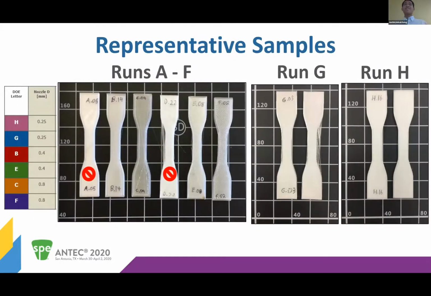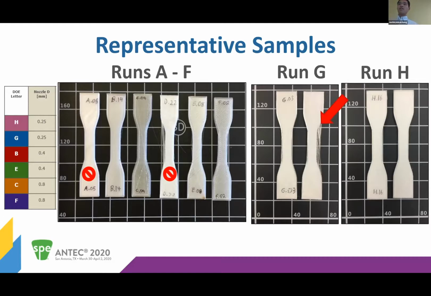So here are some representative samples that we printed. As you can see, in terms of our smaller nozzles, which are runs A, F, G, and H, you do see very good resolution. But if I had to give it to you right now, it's a bit flimsy in comparison to the samples printed at the larger nozzles of 0.4 millimeters and 0.8 millimeters. At the highest, 0.8 millimeters, you can actually see through it, but again, it's very stiff, and you can see this relationship later on in your data.